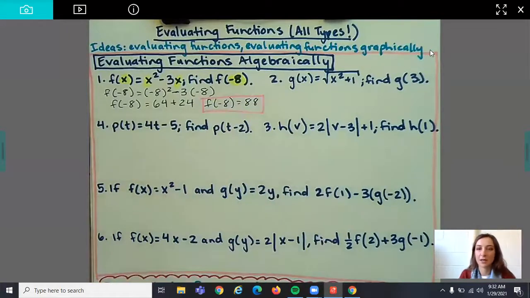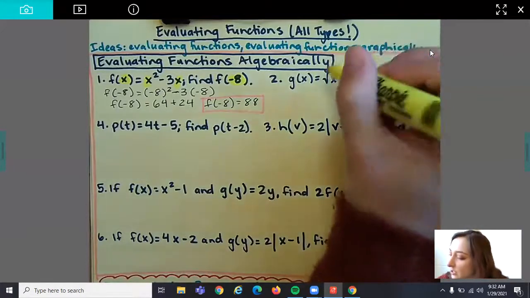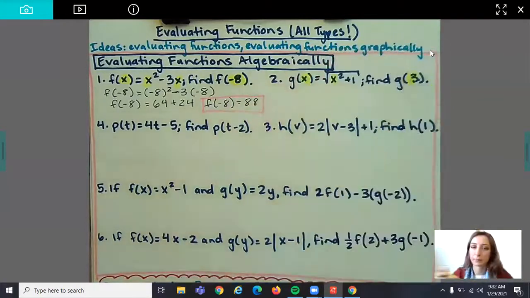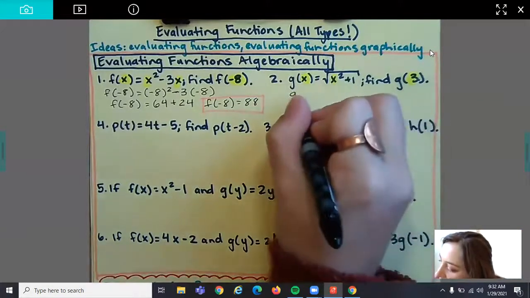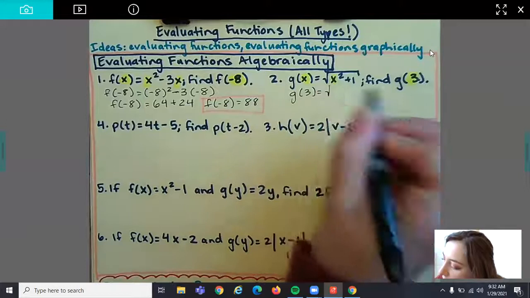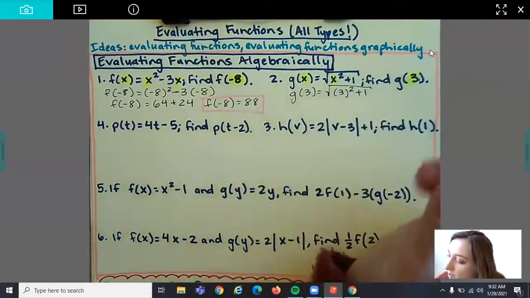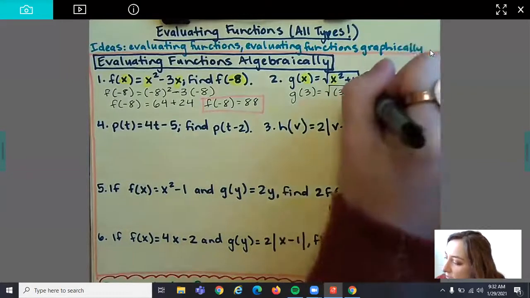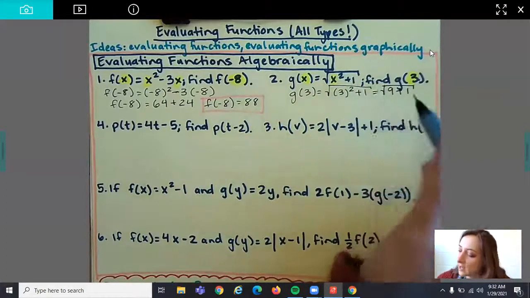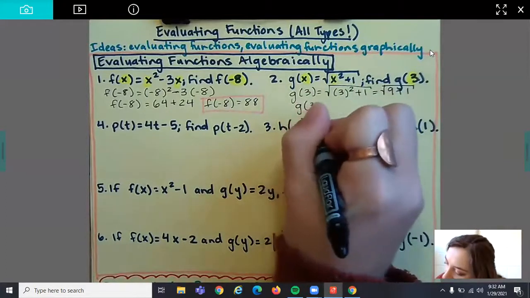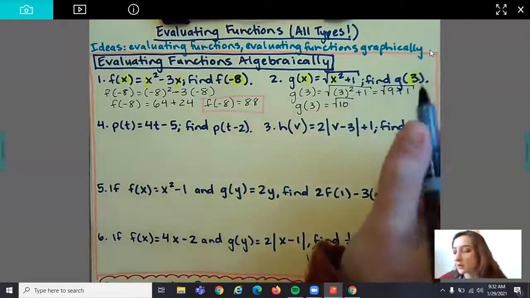Okay, so let's try out another one, and we're going to do the same thing. Since we're finding g of 3, that means everywhere that I see an x, I'm going to plug in a 3. So g of 3 equals the square root of 3 squared plus 1. We know that 3 squared is 9, so it's going to be 9 plus 1 inside of the radical. And now we're just going to simplify. 9 plus 1 is 10, so g of 3 is equal to the square root of 10.